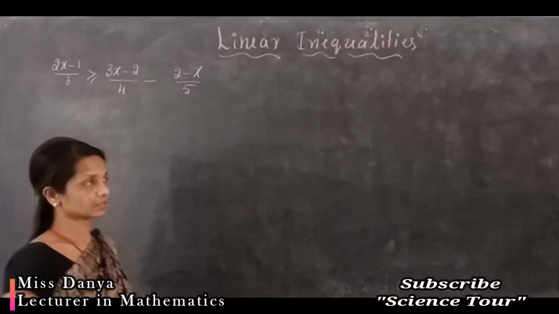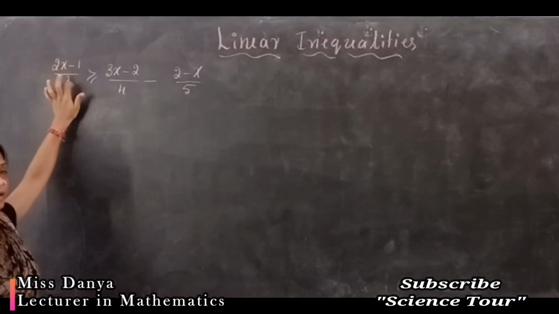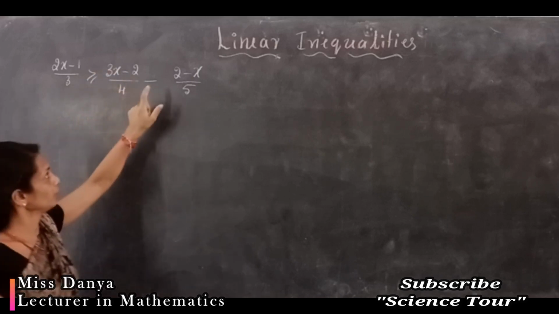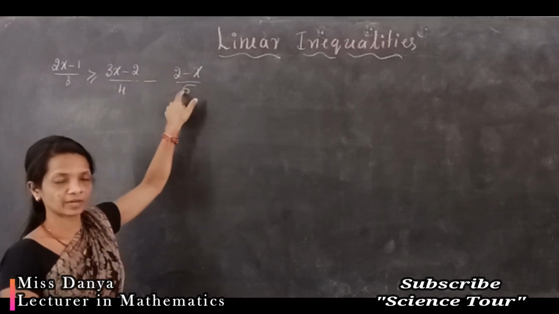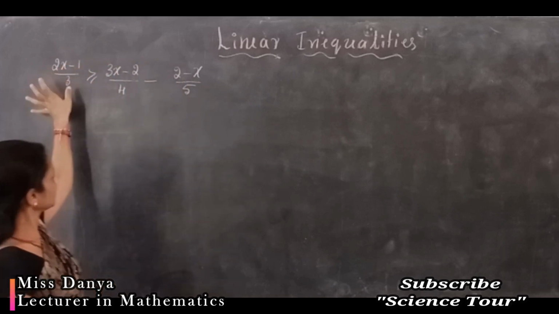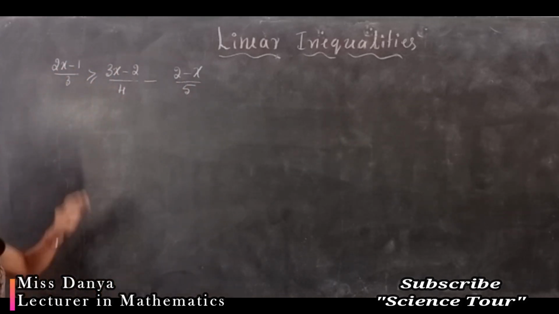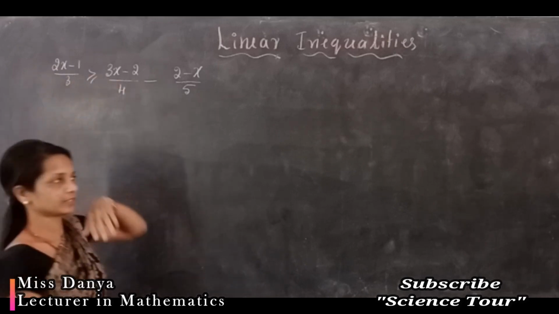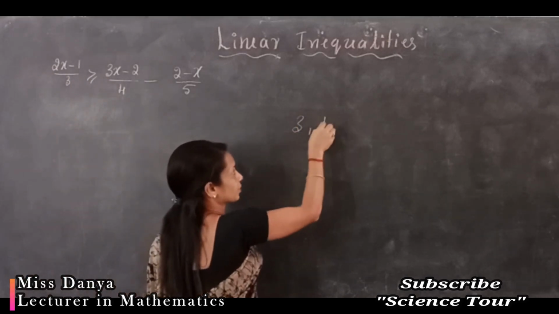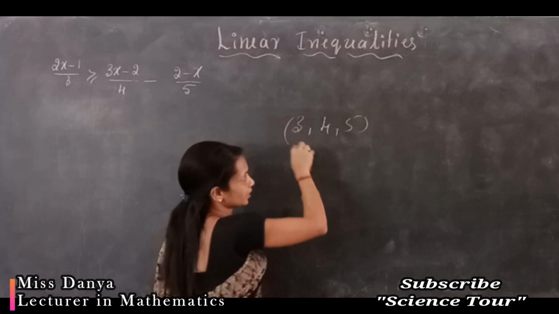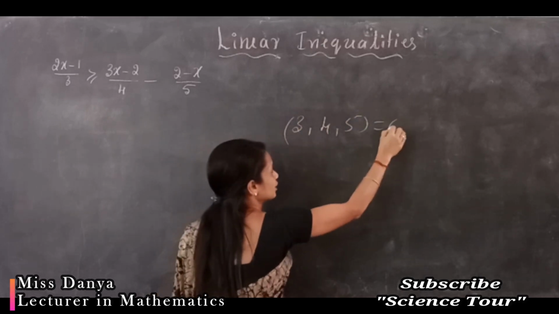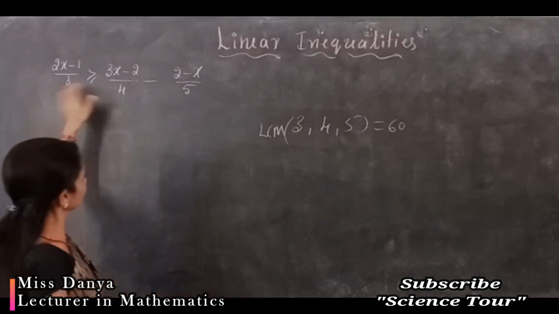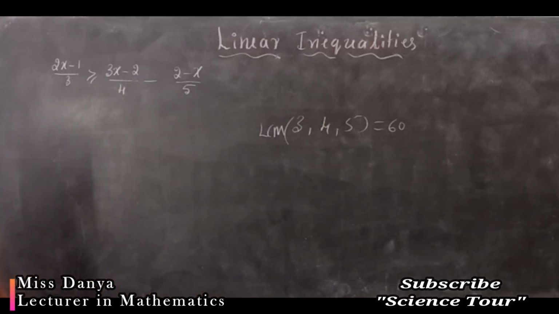Next problem is (2x minus 1) divided by 3 greater than or equal to (3x minus 2) divided by 4 minus (2 minus x) divided by 5. Now you can see you have more than one denominator here. So what you have to do is take the LCM of these denominators, 3, 4, 5. The LCM of the denominators in the inequality is 60.